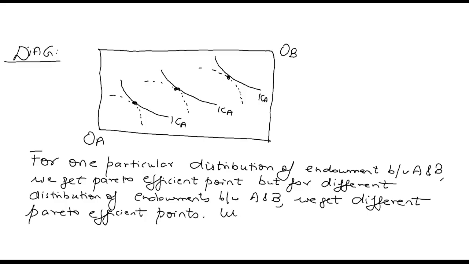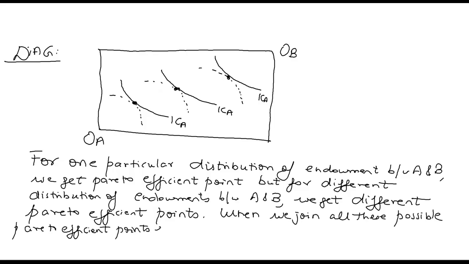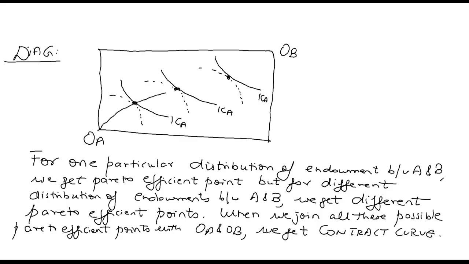Now, when we join all these possible Pareto efficient points with the origin of A and origin of B, we get something called the contract curve. So the contract curve is the locus of all the Pareto efficient points.